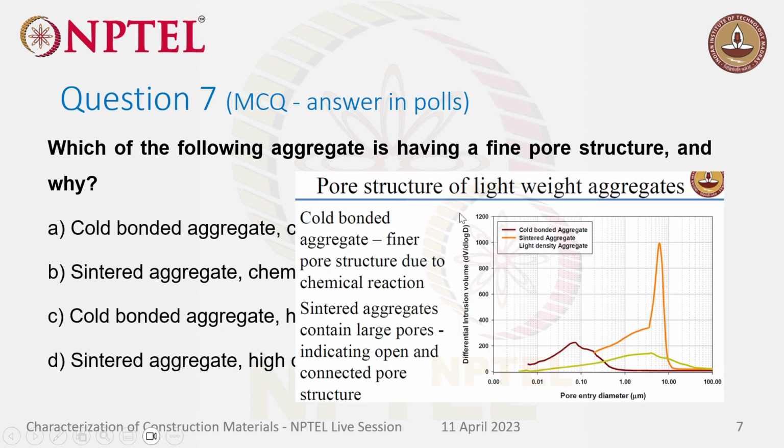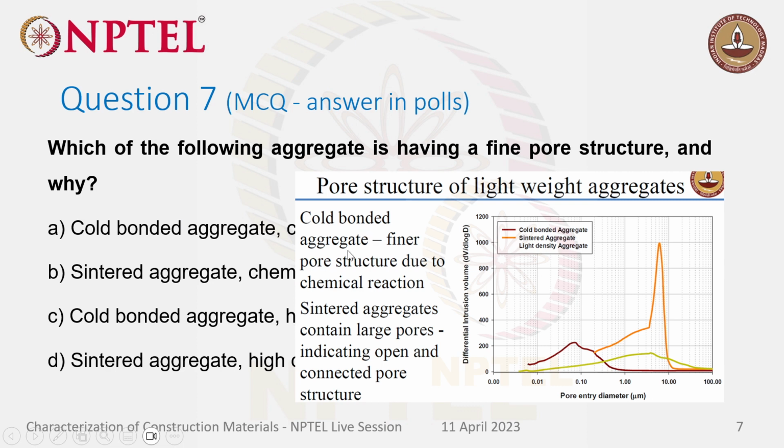So this particular snap is from the lecture PPT. Here they have compared both cold bonded aggregates and sintered aggregates. And we could see the cold bonded aggregates have a finer pore size range. So the correct answer would be cold bonded aggregate, and either it can be due to chemical reaction or high compaction.